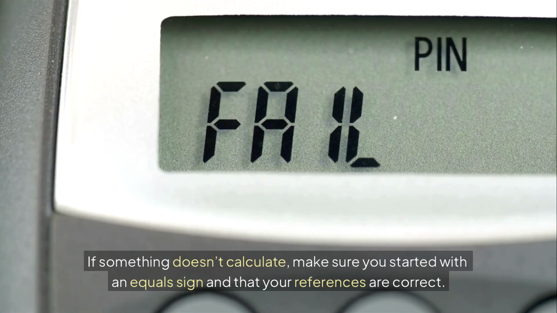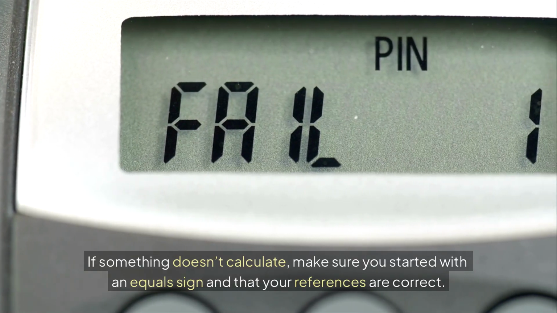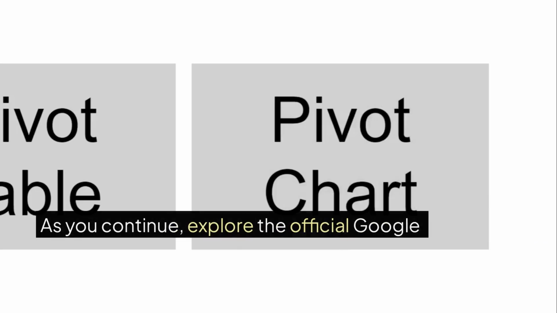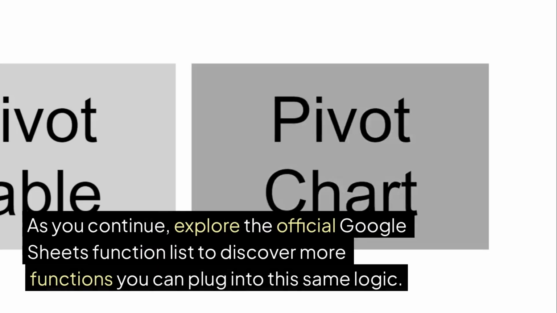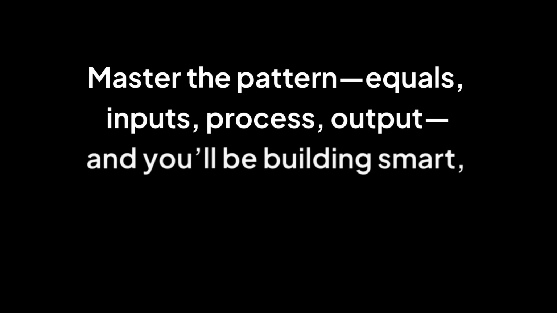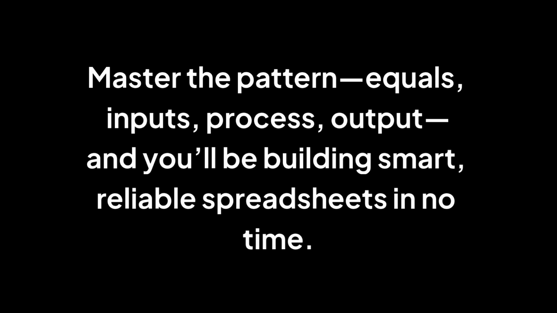If something doesn't calculate, make sure you started with an equal sign and that your references are correct. As you continue, explore the official Google Sheets function list to discover more functions you can plug into this same logic. Master the pattern, equals, inputs, process, output, and you'll be building smart, reliable spreadsheets in no time.